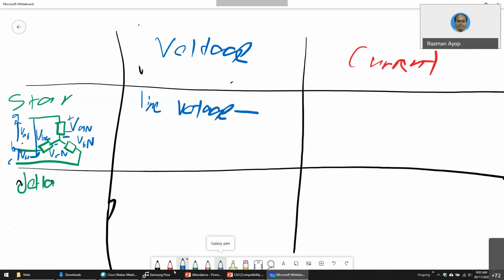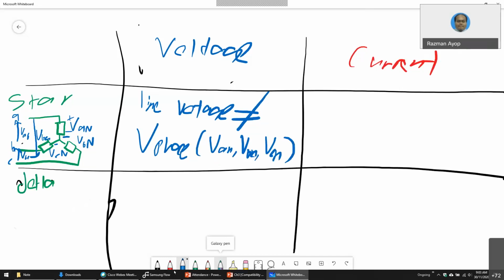Line voltage is basically not equal to phase voltage. Phase voltage is VAN, VBN, VCN. For line voltage it is VAB, VBC, and VCA. Okay, line voltage is not the same as phase voltage for star connection. How about current? For star connection, the current for phase and line is the same.